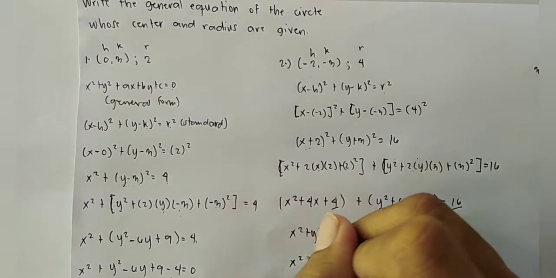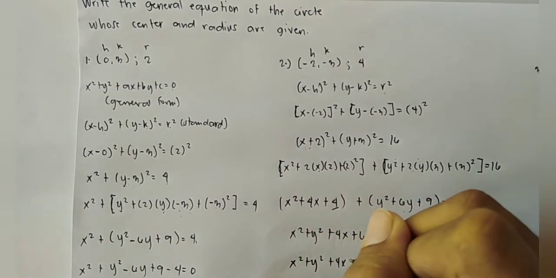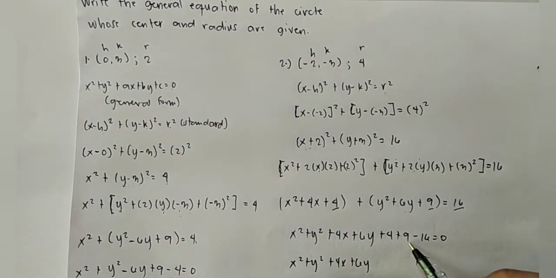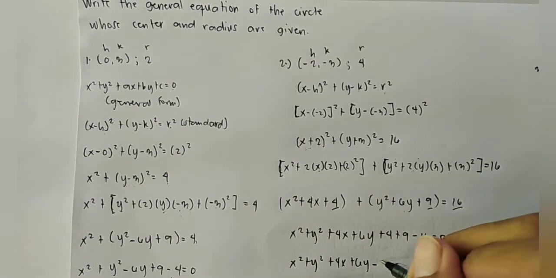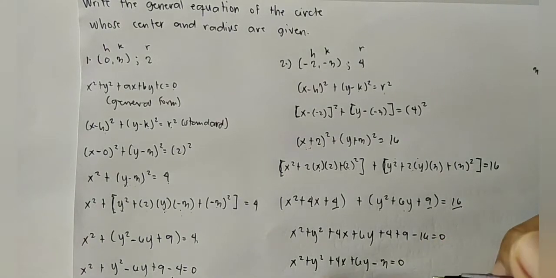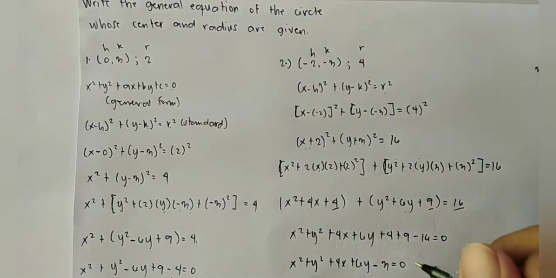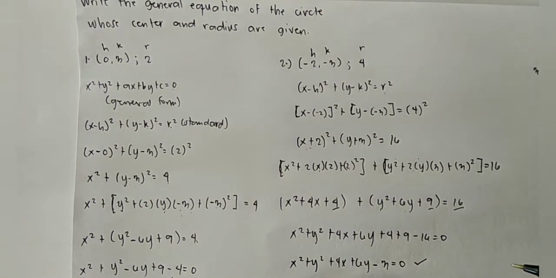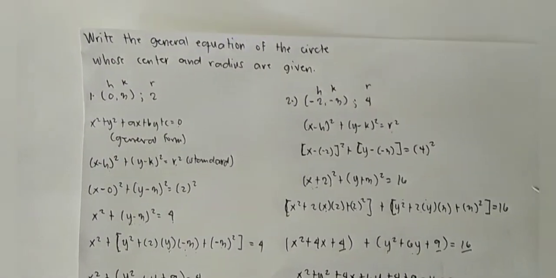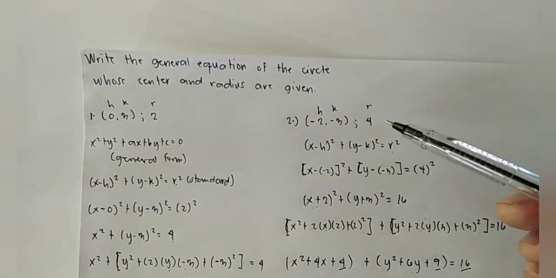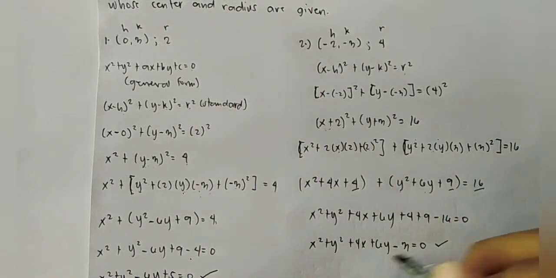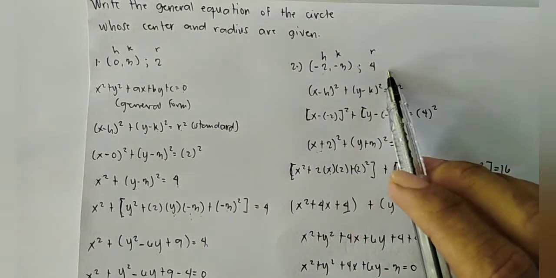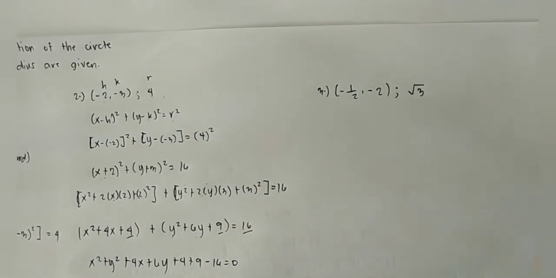So we have x squared plus y squared plus 4x plus 6y. So we have 4 plus 9, that is 13, minus 16, so that is negative 3, is equal to 0. So the correct answer will be x squared plus y squared plus 4x plus 6y minus 3 is equal to 0, given the center, which is (-2, -3), and the length of radius, which is 4. So this is already the general form of the equation of the circle, whose given is the center (-2, -3) and radius of 4. So let us move to example number 3.